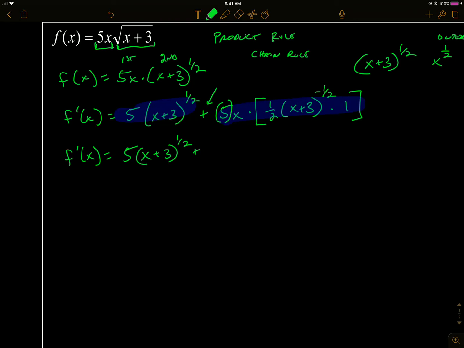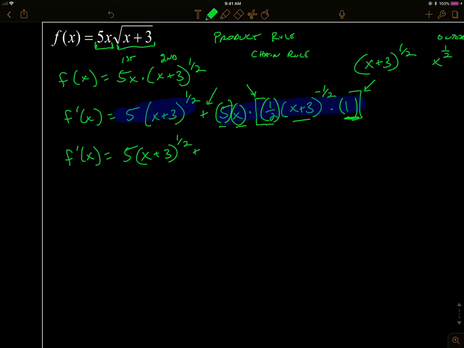I look at it as 5 times x times 1/2 times the x plus 3 to the negative 1/2 times 1. So I've got 1, 2, 3, 4, 5 things factored. There's no distributive property here because there's no addition in between these guys. Sometimes we think that because I put brackets, those brackets just denote that that's the derivative of the second.